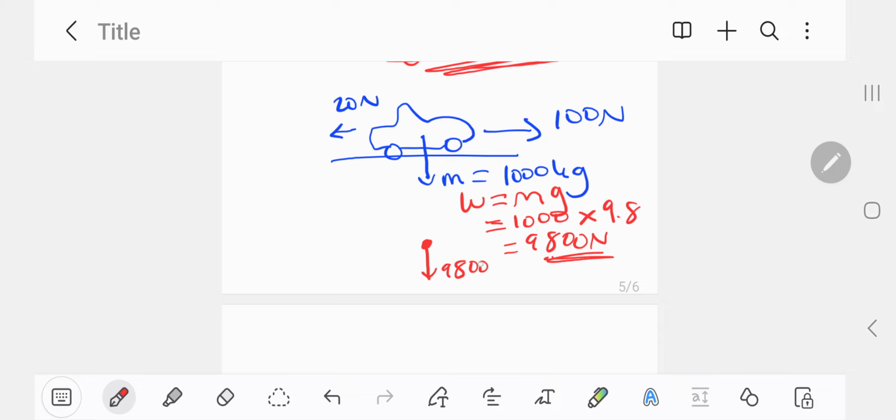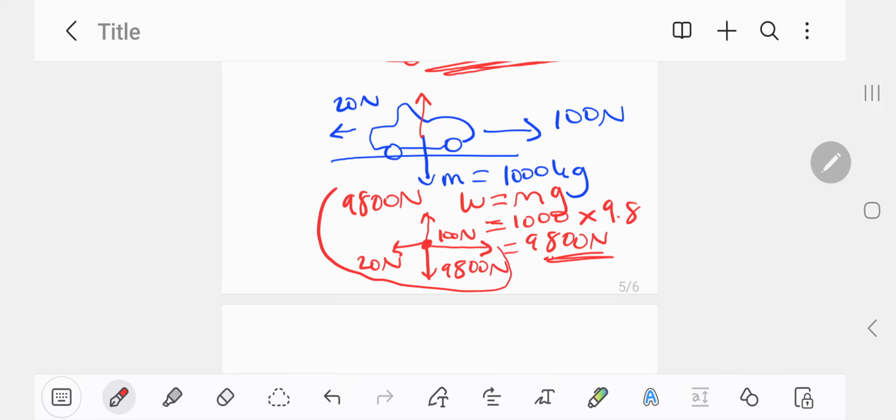So 9,800 newtons. Now the normal force, it's got to be the same length, same arrow, but opposite direction. It's also 9,800 newtons. Okay, there's another force acting upwards, the normal force. Left, 20 newtons, let's call that the frictional force. Right, that's 100 newtons, the big arrow. That's the force getting the car to move. And that's your free body diagram there.